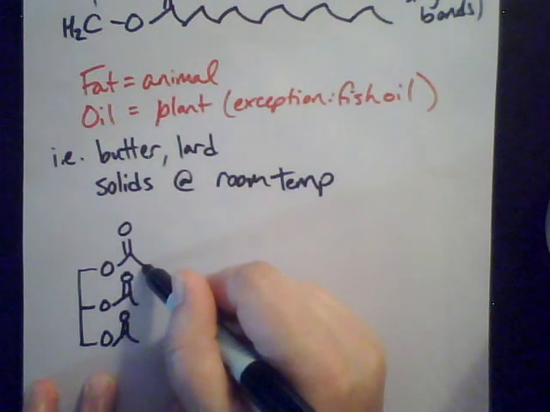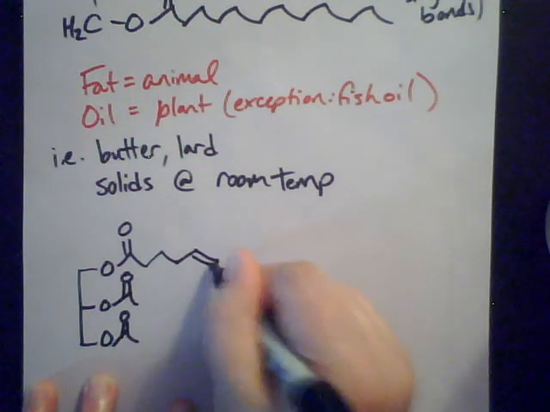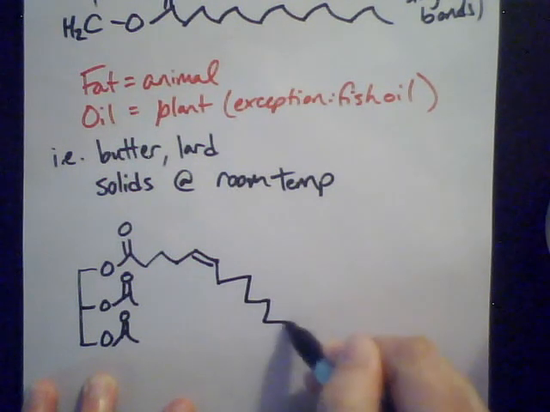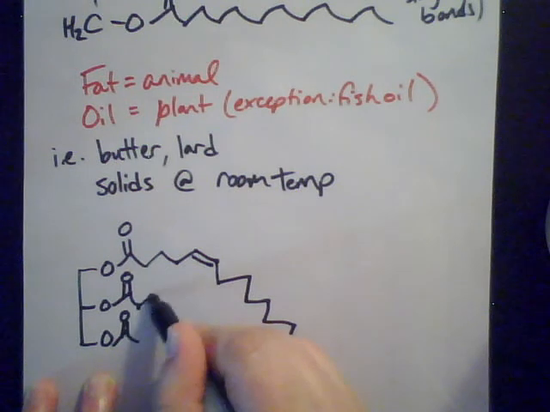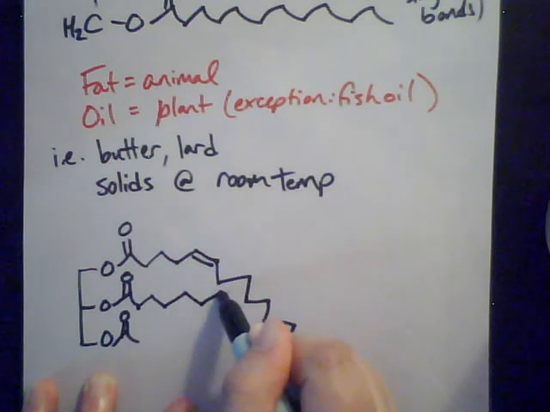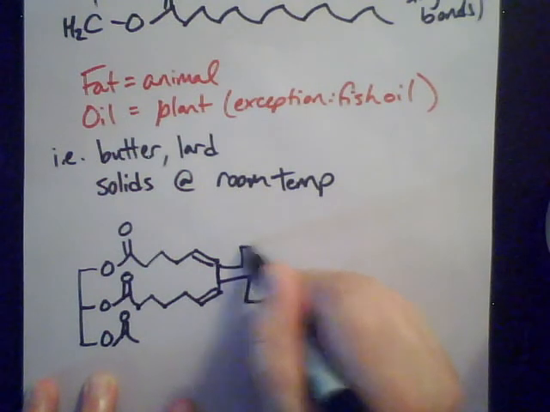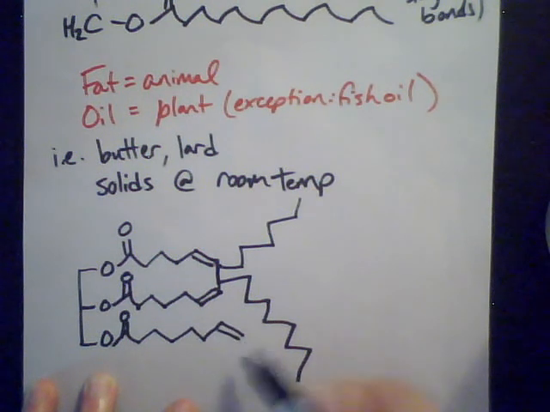Now, if I look at the hydrocarbon chain that comes off of this, if there's a double bond here, then that's going to cause a bend or a kink in this hydrocarbon chain. Or if I have one that goes like this, and then there's a double bond here, it's going to cause a kink in the chain up this way. If I have one here, it's going to cause a kink in the chain.